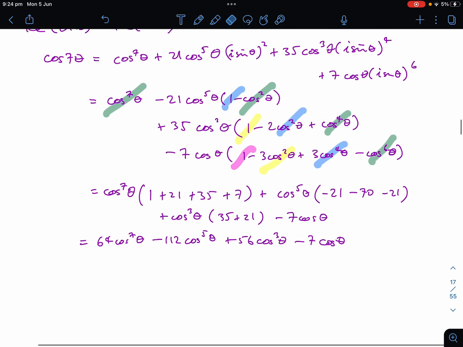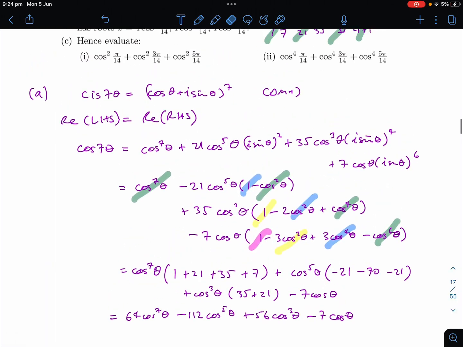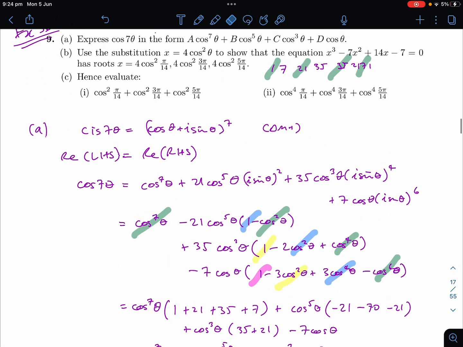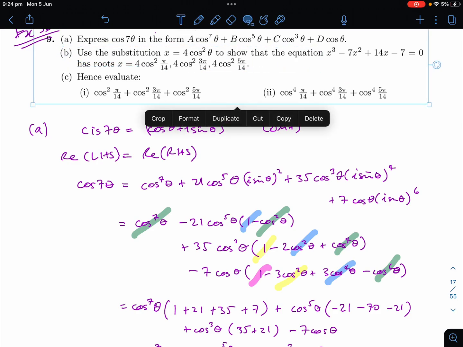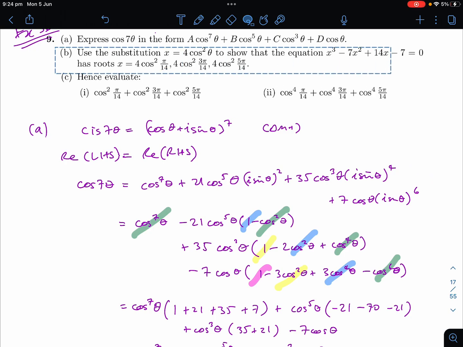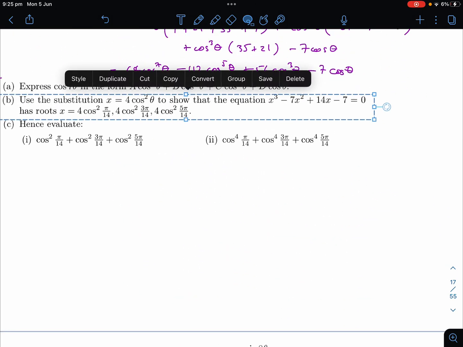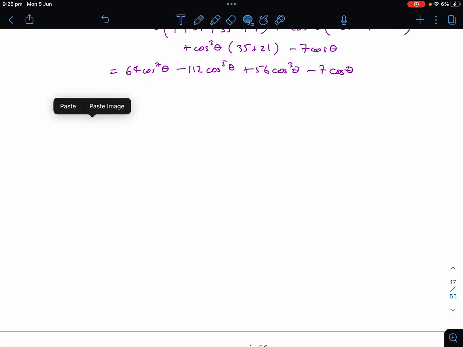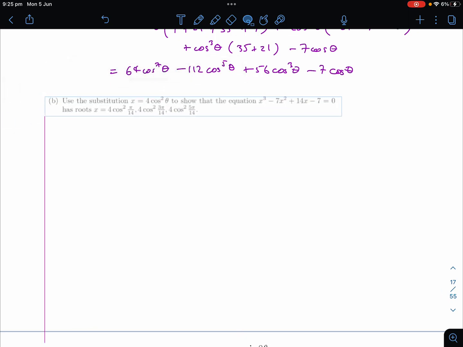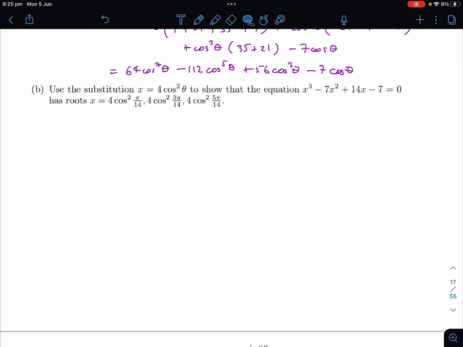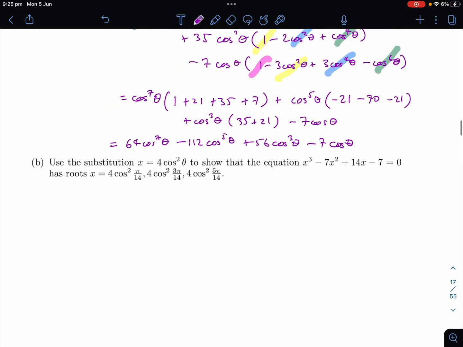Anyway, okay, so we've done part A. Part B is interested in the substitution. They give you the substitution, you can't say further than that. Use the substitution to show the equation that has roots that. Okay, that's interesting. I need to paste the image, so just the part that I'm interested in. So use the substitution x equals 4 cos squared theta.